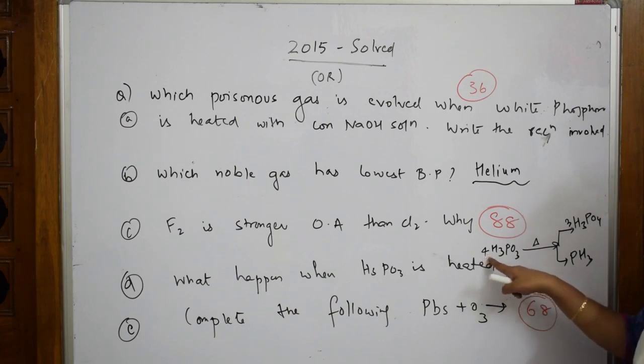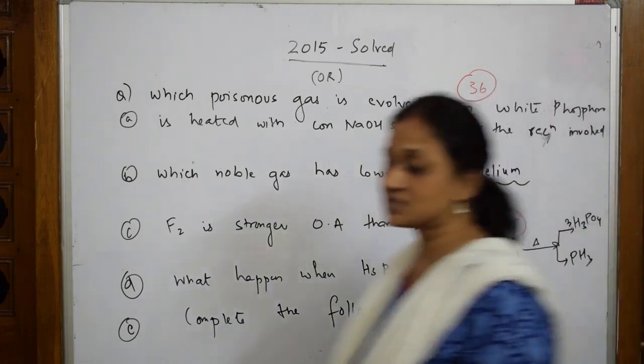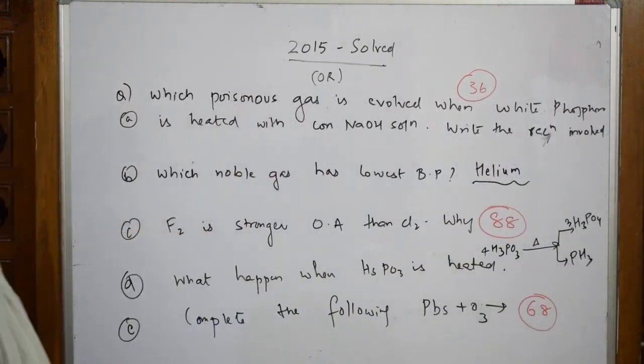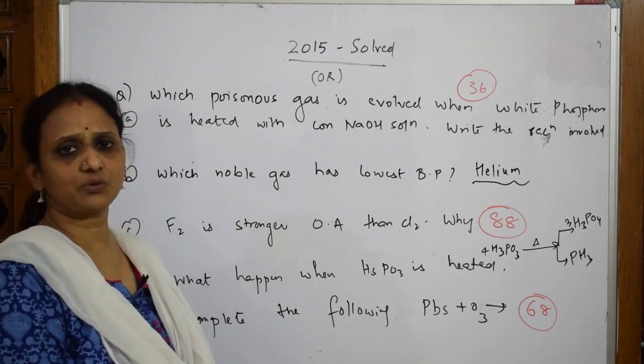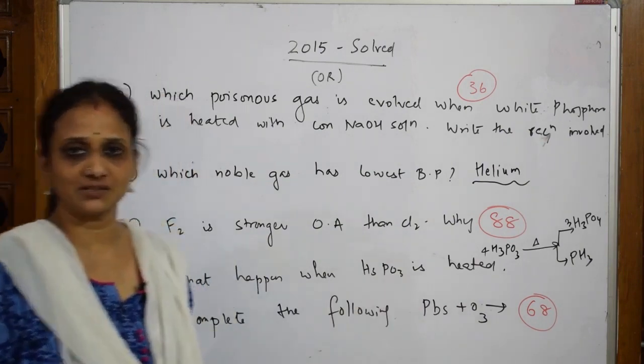So try to pick up 4 moles here. When you balance, you get 3 moles here. So complete the following reaction: PbS plus O3. Oxidizing properties of ozone. Everywhere oxidizing properties are very important. Please practice those. I did that in video number 68. Watch for the answer.